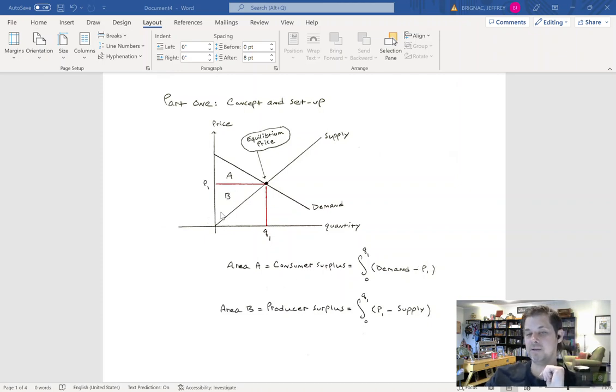This region B here, this triangular region under the line that represents the equilibrium price but above the supply curve, is called the producer surplus. Again, it's just the area between two curves. I've already made a video about that with some examples. You take P1, this line that represents the equilibrium price, minus the supply curve, and our definite integral is from 0 to Q1, the quantity associated with the equilibrium price.